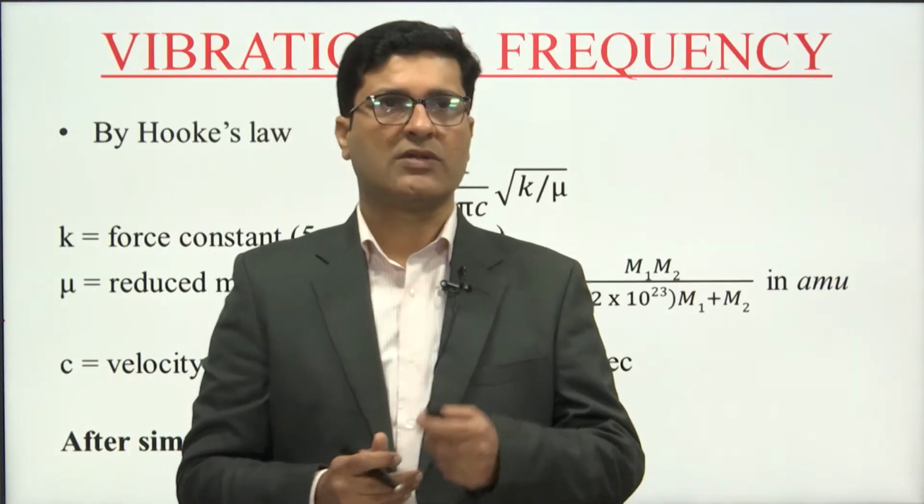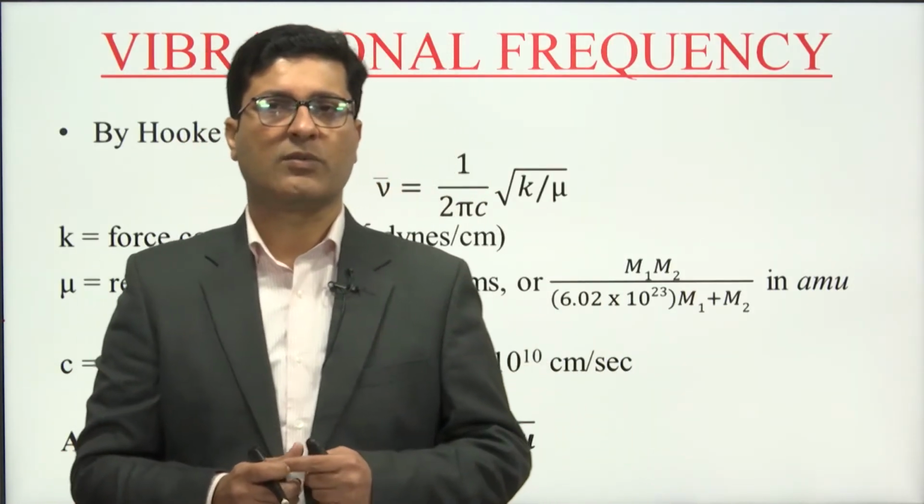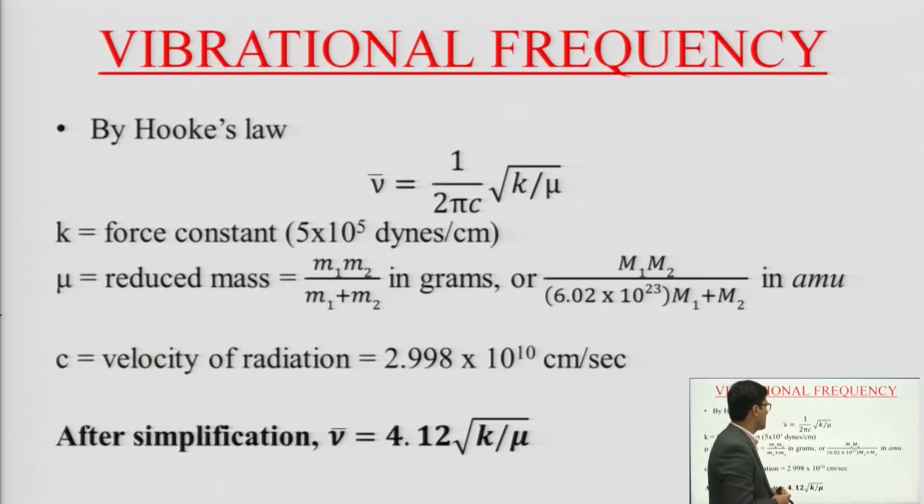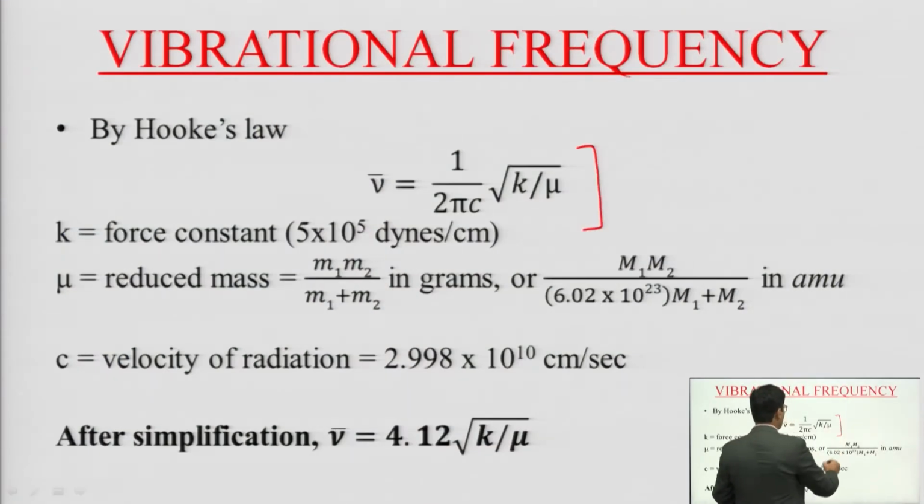The vibrational frequency can be represented by Hooke's law, which is given by the equation mu bar equals 1 upon 2 pi c square root of k upon mu. In this equation, mu bar indicates the vibrational frequency, c is the velocity of light, which is a constant, k is the force constant, and mu is the reduced mass.